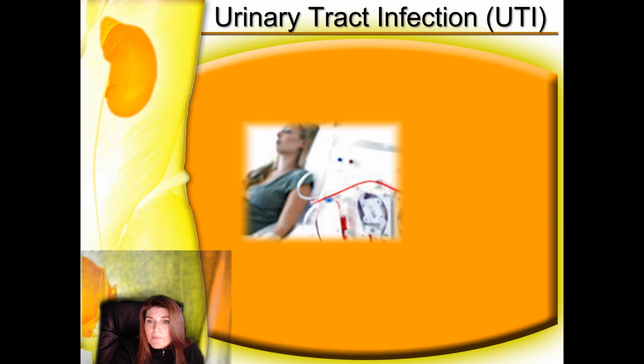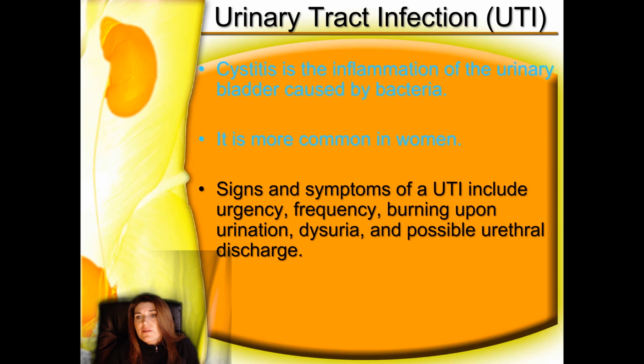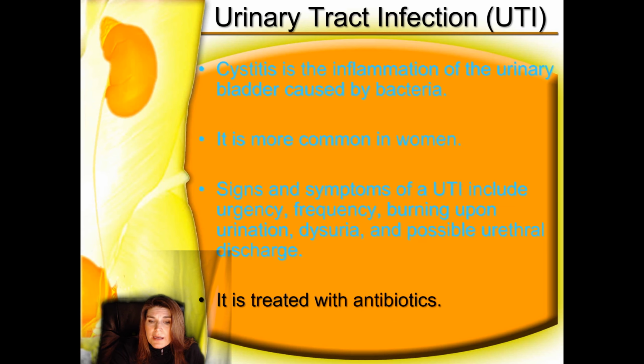So back to this slide. Signs and symptoms of a urinary tract infection include urgency, which means you just feel like you have to go right now. Frequency, burning upon your urination. Dysuria is painful or uncomfortable urination. And then sometimes there's a discharge that could be like pus. And it is treated with antibiotics, in the case of bacterial infection, which is the vast majority.